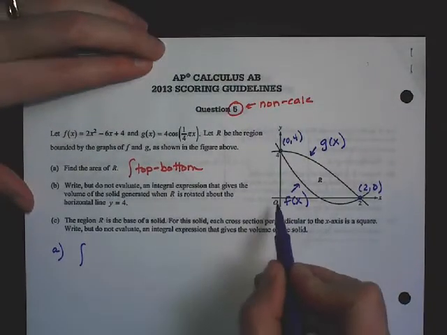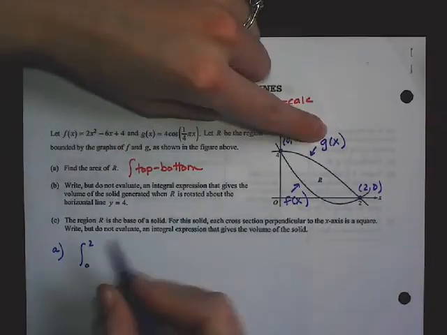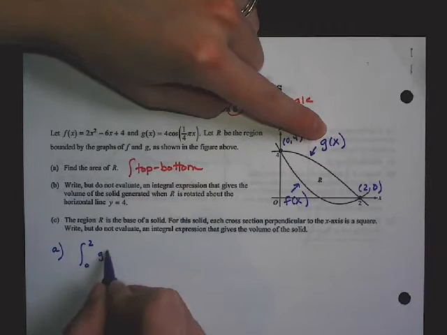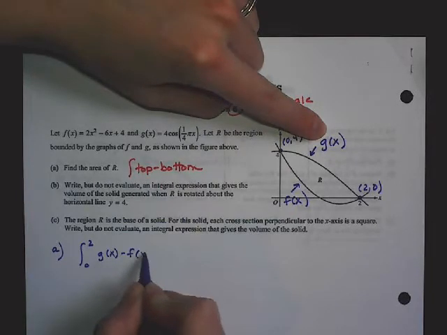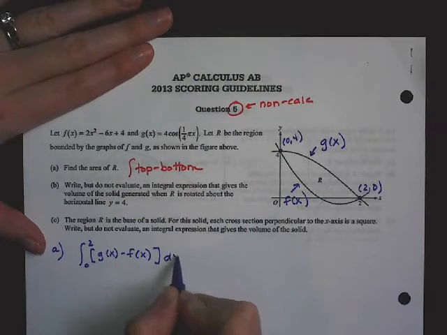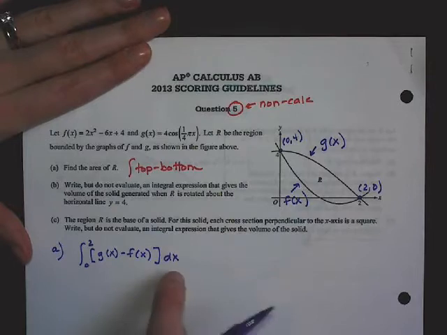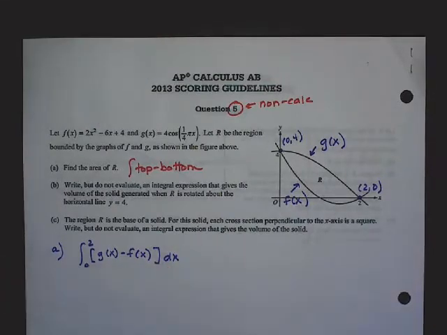Okay, so when I integrate, I'm going to go from 0 to 2. And I want my top curve, which is g of x, minus my bottom curve, f of x. I'm integrating with respect to x, so I'm going to put this in brackets and throw a dx at the end. If I don't put those brackets, in this case, we might be okay because I'll group it, but make sure you guys put those brackets to be clear that this dx is integral. It goes with everything in between.